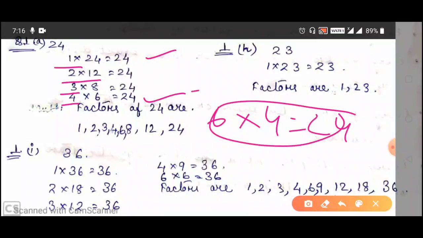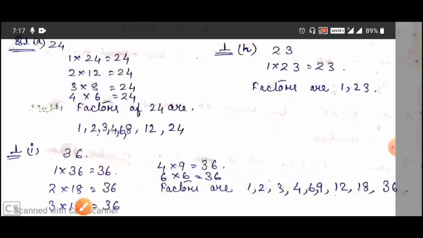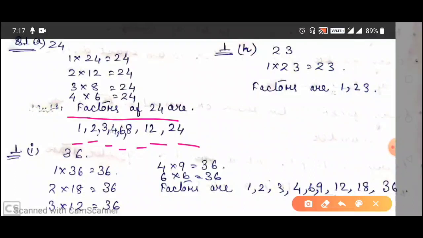Both are equal. After that we will think about 7. In the multiplication table of 7 we will not get 24. Then we will think about 8. In the multiplication table of 8 we will get 24, as 8 into 3 is 24. But we have already written 3 into 8 is 24, so we need not write this one. In this way, one by one we have to check where we are getting 24. So we have found that the factors of 24 are 1, 2, 3, 4, 6, 8, 12, 24.